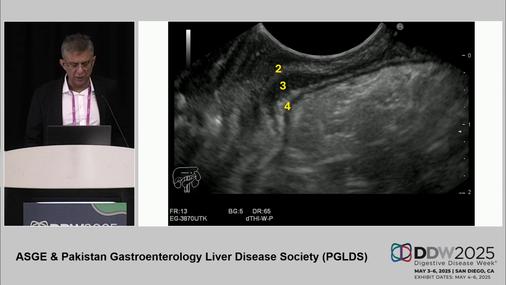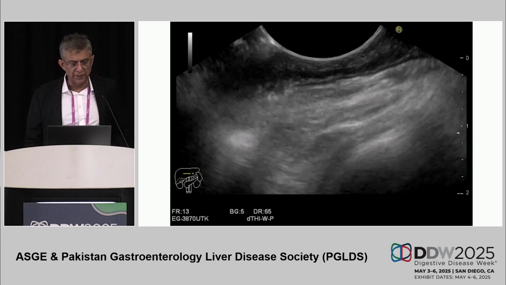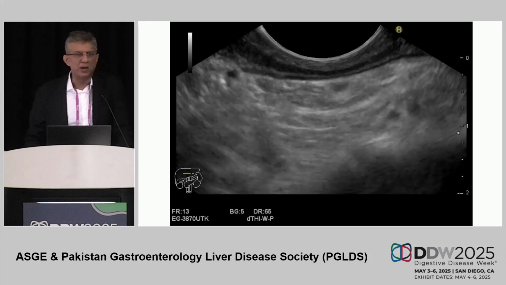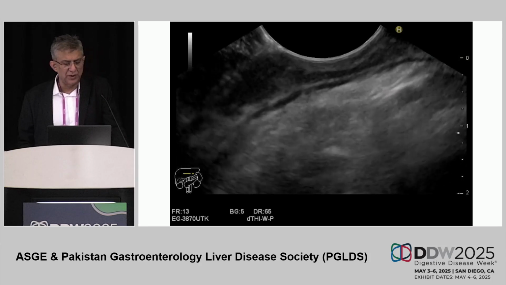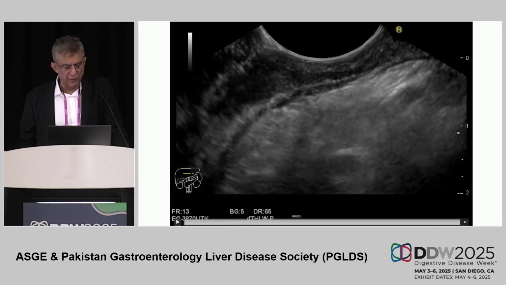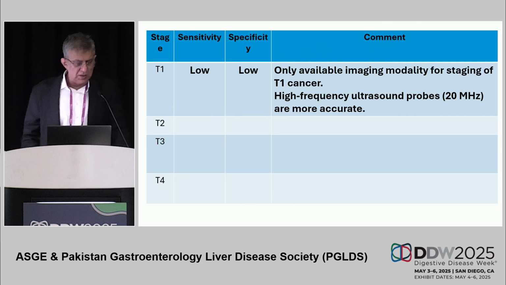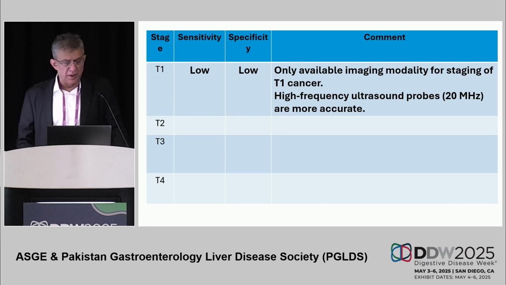There is thickening of layer number 2 and layer number 3, and once you start seeing thickening of layer number 3, sometimes the biopsy may be negative. When the biopsy is negative, you are looking for the thickened wall in the esophagus, and you can sometimes do a tangential biopsy in these cases. So when we do endoscopic ultrasound, the sensitivity and specificity is low.